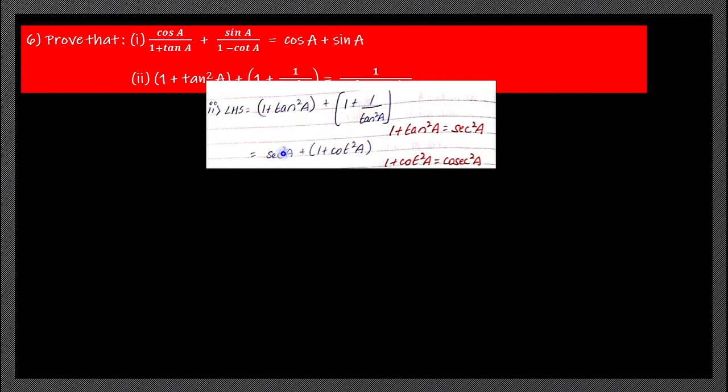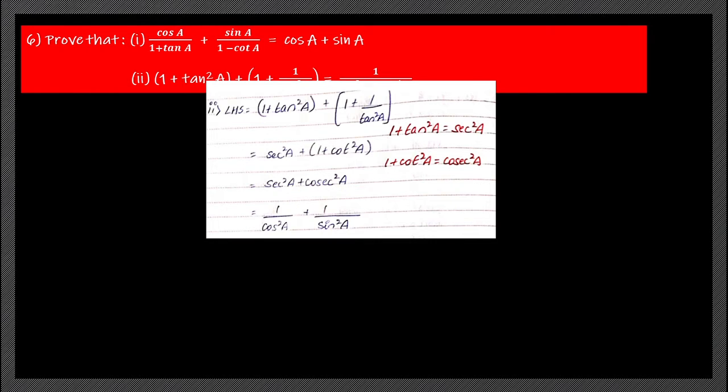In the next step, we have already substituted 1 plus tan square A as secant square A, and then 1 plus cot square A as an identity. We know that it is cosecant square A. So secant square A plus cosecant square A. Secant square A is nothing but 1 by cos square A, and cosecant square is nothing but 1 by sine square A. Write it in the next step like that.